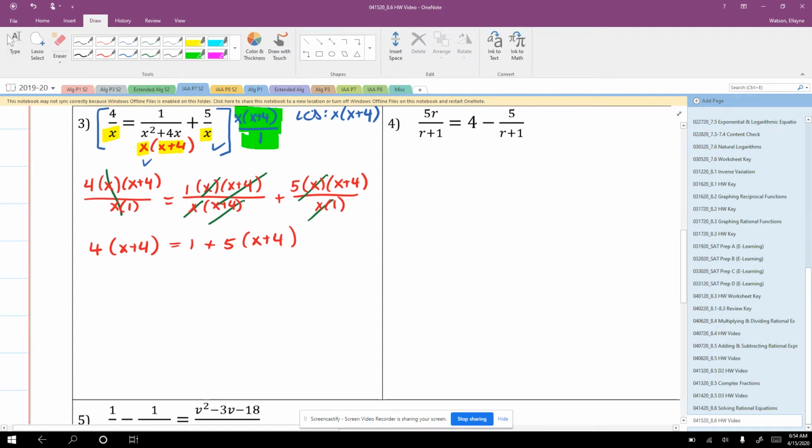All right, so now this is a lot more manageable to solve. So let's distribute out. Let's get all the x's to one side.